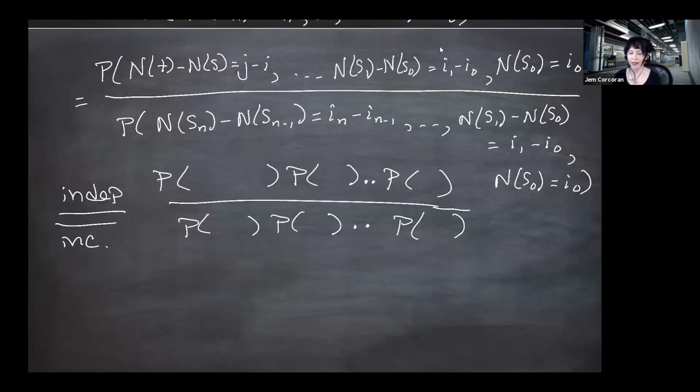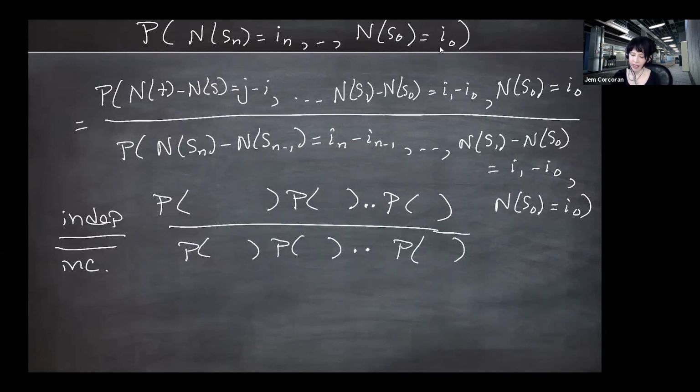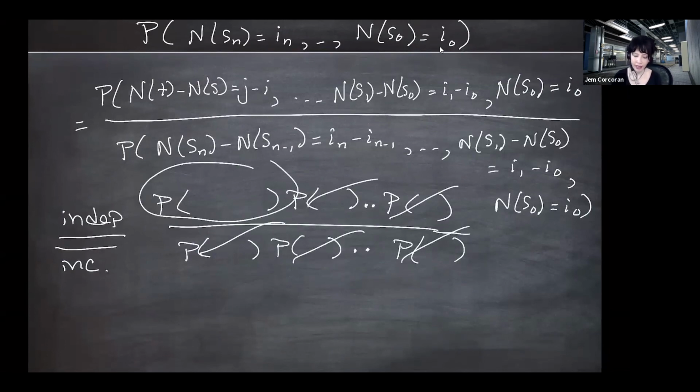Right. So if you collected all these terms, it's getting kind of messy. These are all the same up until the very first one here, which remains. And so you end up with the probability N of t minus N of s is j minus I. Now we're not done showing it's Markov, but I am out of time.